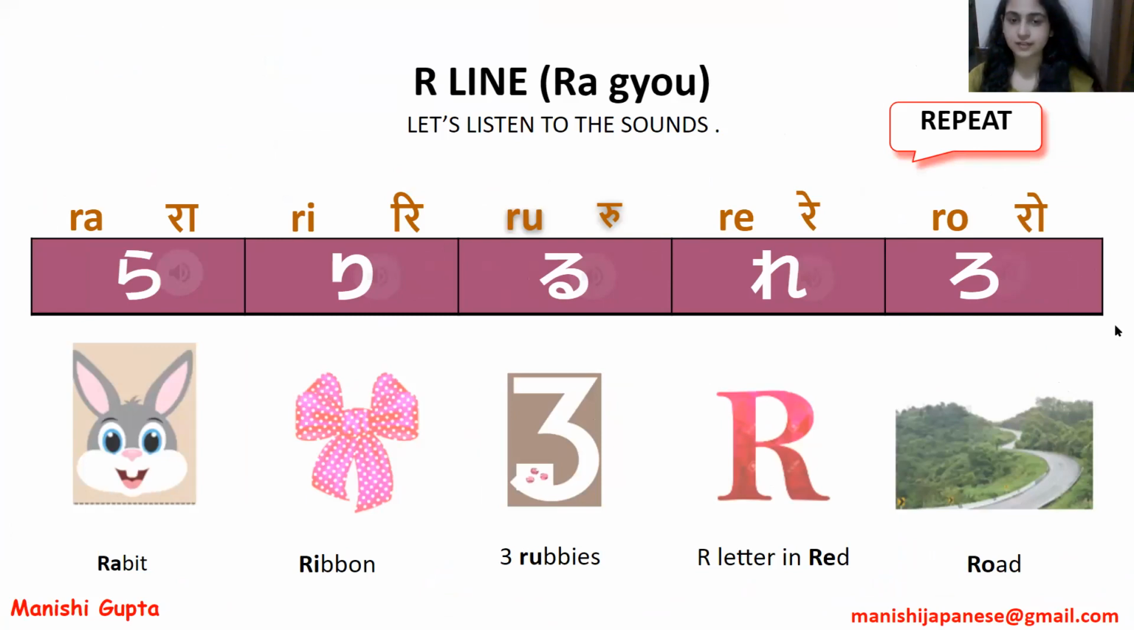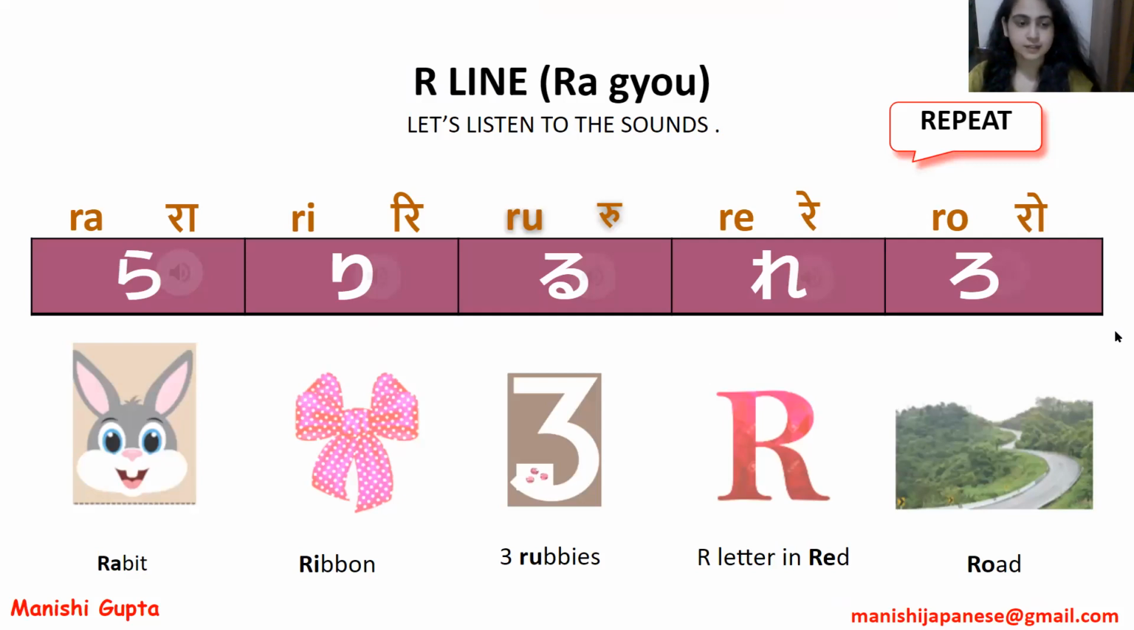So as you see, no exceptions, nothing. All the characters for this particular line follow the same pattern as we have been following since the very start. Ra, ri, ru, re, ro. Okay. So now, how do we remember these characters?